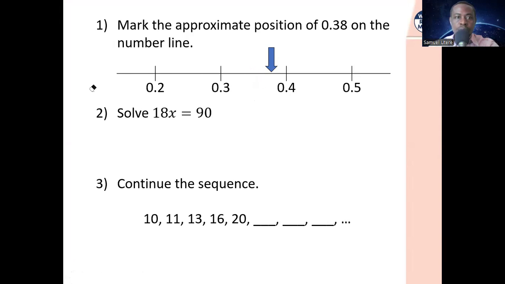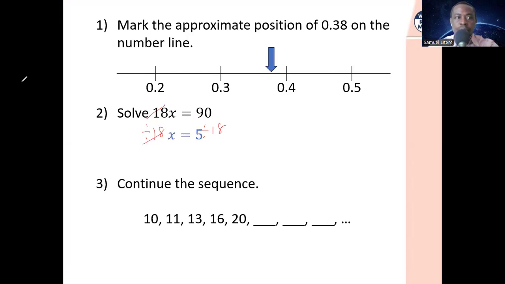Next, you were asked to solve this equation, 18x equal to 90. We can divide both sides by 18 so that we can eliminate 18 from here. So we'll be left with our answer of 90 divided by 18, which is 5.